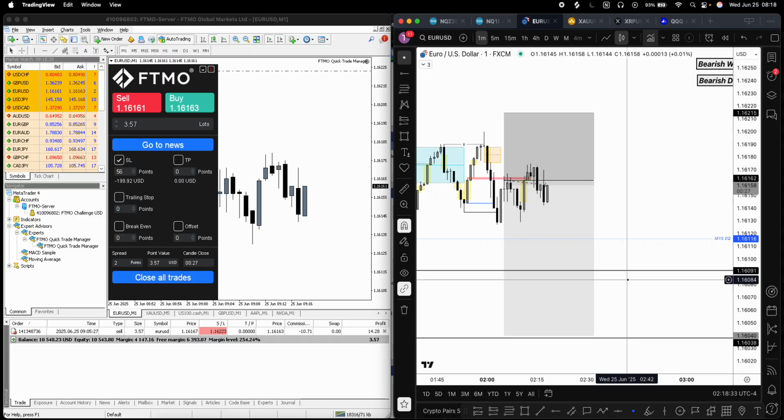So it's chopping around quite a bit. It's a bit of a mess here. It is currently in slight profit.